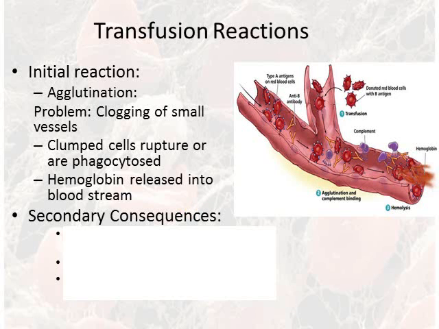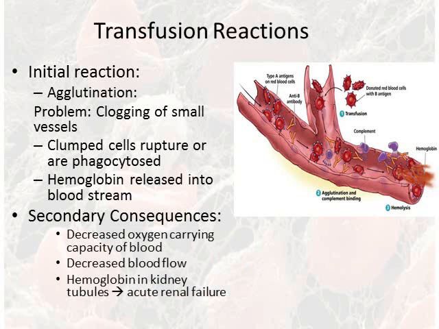to be problematic. And so the secondary consequences of that are, one, since we have fewer red blood cells and we have some clogging, we have decreased oxygen carrying capacity. We can also have decreased blood flow because of the clogging and the clotting of blood. And then all this hemoglobin that gets dumped out into the blood goes to the kidneys and can lead to kidney failure. And this can lead to death pretty quickly if it's not treated.